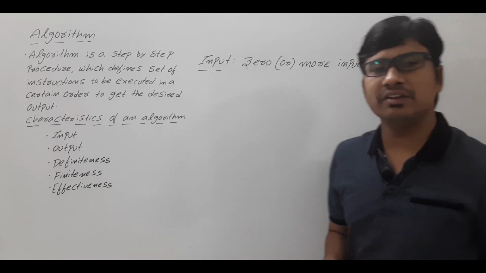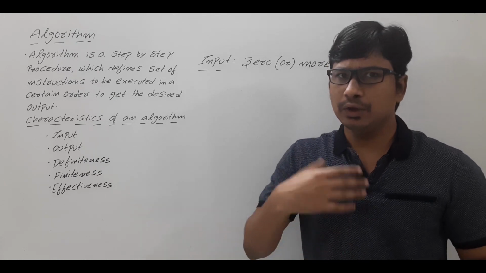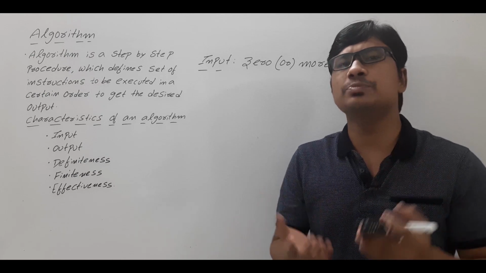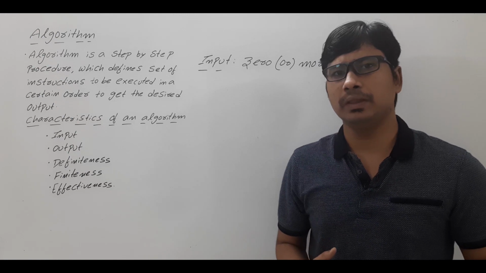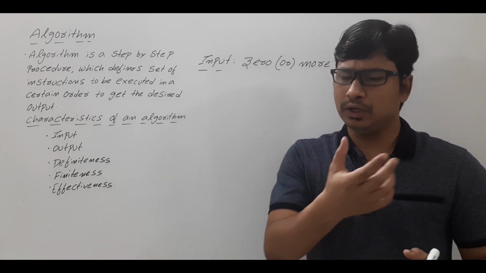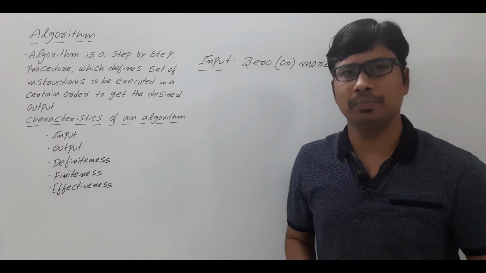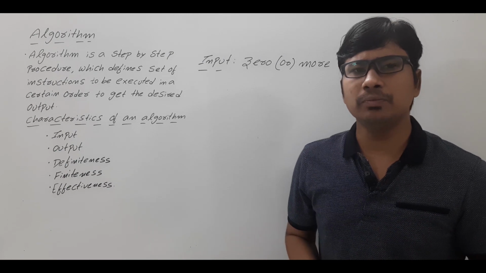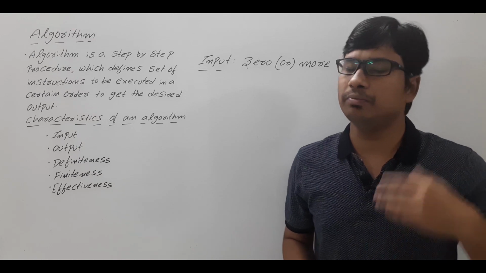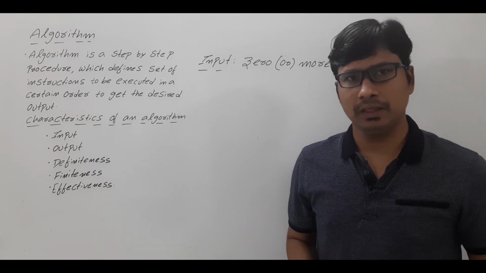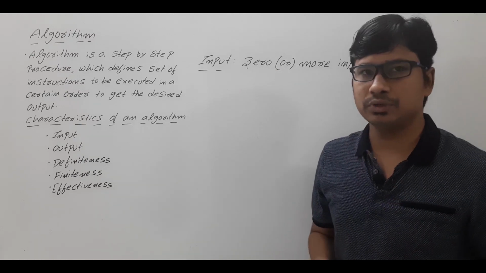Now you can ask me, sir, if it takes 0 inputs, what is the output it will give? Let me give a simple example. You are writing an algorithm to display your own name. For that, do you need to give any input? Suppose you are writing in a C program, you write printf and your name. Are you giving any input? You are not giving any input. But is it giving any output? Yes, it is displaying your name. After executing the program, it will give you the output as your name. Am I right? So an algorithm can take 0 inputs or more inputs.